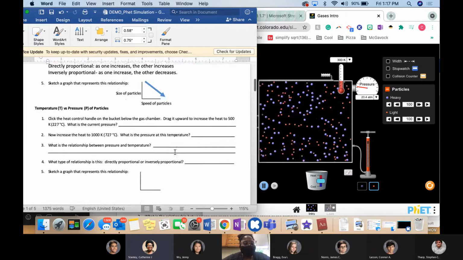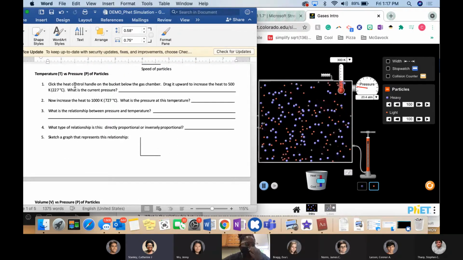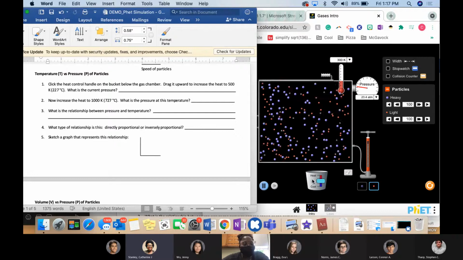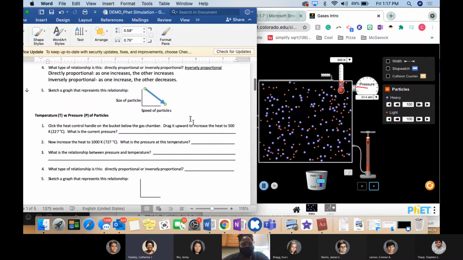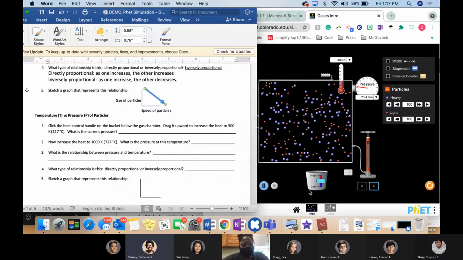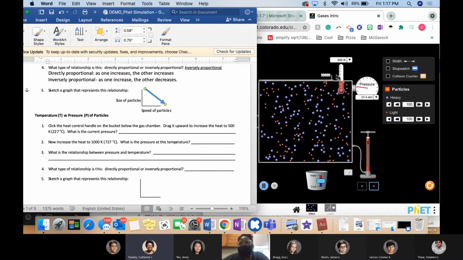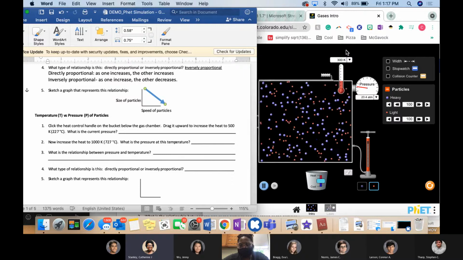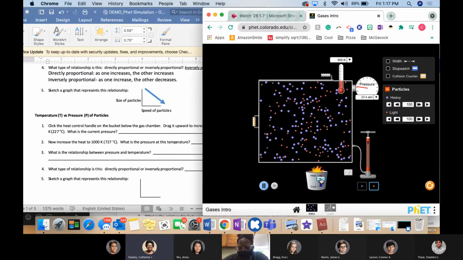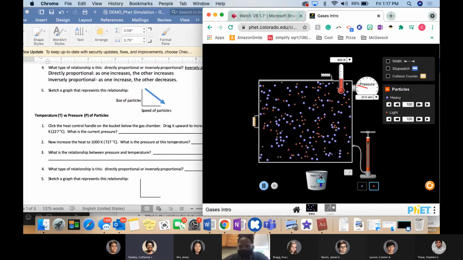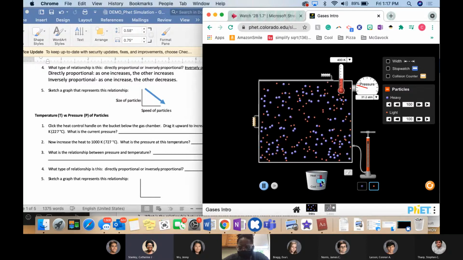All right. Next, we're going to talk about temperature versus pressure. It says to click the control handle on the bucket under the gas chamber. Drag it upward to increase the heat to 500K. So here's our temperature reader right here, the thermometer. And here's our bucket down here that controls the heat. So let's increase the heat. What are we going to? 500?